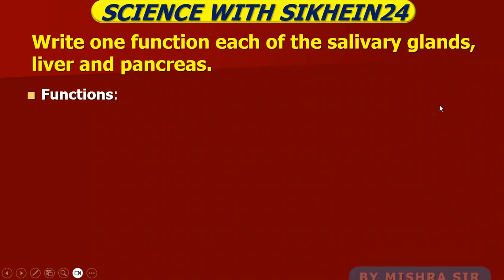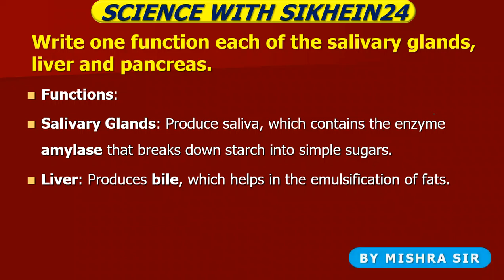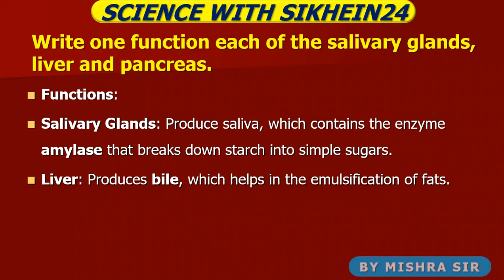Functions. Salivary glands produce saliva which contains the enzyme amylase that breaks down starch into simple sugar. You can see the function of salivary glands. It produces saliva which contains the enzyme amylase that breaks down starch into simple sugar. Second, liver. It produces bile which helps in the emulsification of fats.